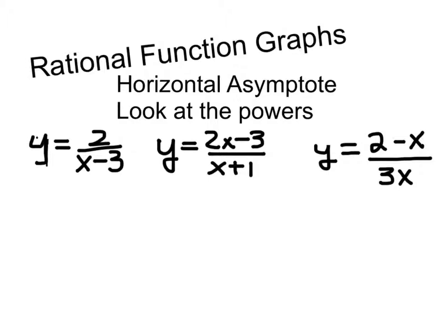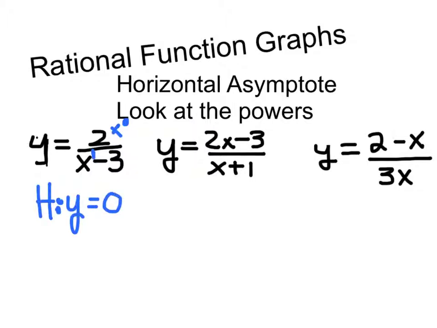If the bottom power is bigger, like in this first problem, it has an x to the 1 on the bottom, but there's no powers of x on the top. So that means there's x to the 0 on top. So the bottom power is bigger. It means the horizontal asymptote is at y equals 0.